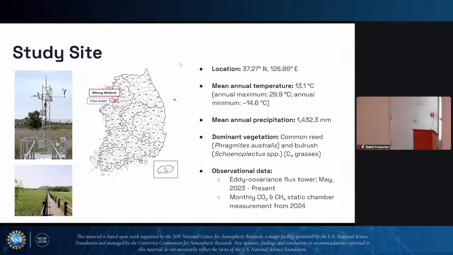So here is a brief introduction to our study. This is an artificial wetland located in South Korea, and its mean annual temperature ranges from -15 to approximately 30 degrees Celsius, with mean annual precipitation of about 1,400 millimeters. The dominant vegetation consists of common reed and bulrush, so they can be classified as PFT C3 grass. We established a new flux tower 2 years ago and have been collecting data along with monthly chamber measurements of CO2 and methane since last year.